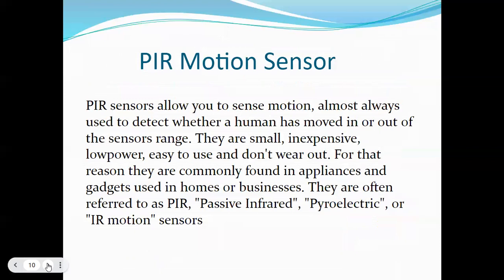PIR motion sensors are mostly used for detecting motion of any object that comes into their range. A PIR sensor allows you to sense motion, almost always used to detect whether a human being or any object has moved in or out of the sensor's range. They are small, inexpensive, low power, easy to use, and don't wear out very quickly. For that reason, they are commonly found in appliances and gadgets used in homes, businesses, and industries. They are often referred to as PIR, passive infrared, pyroelectric, or IR motion sensors.